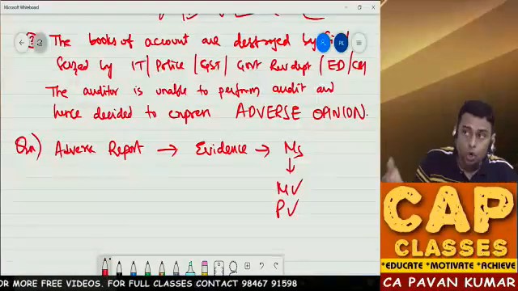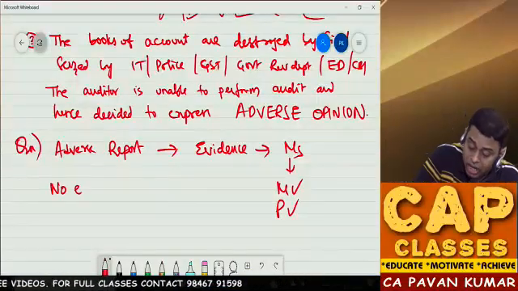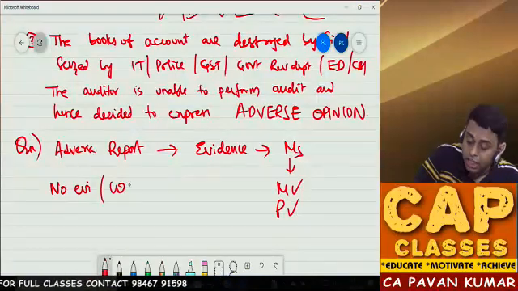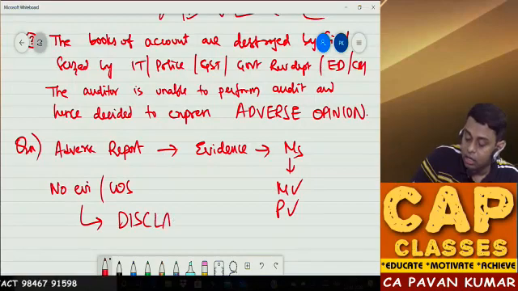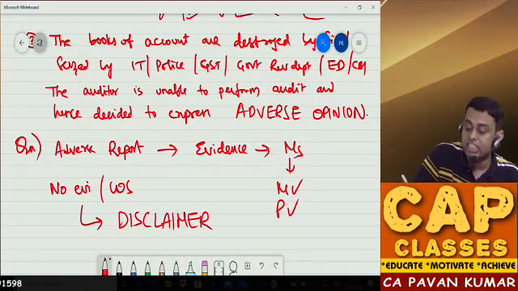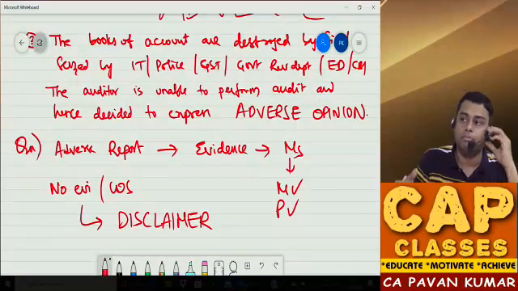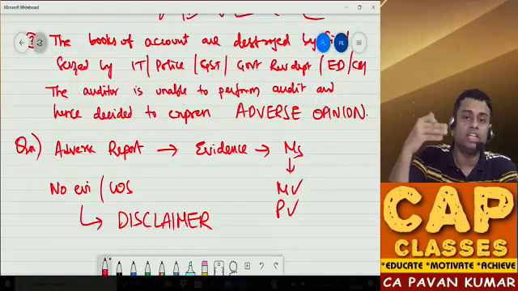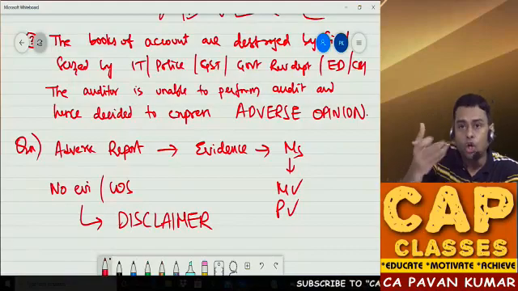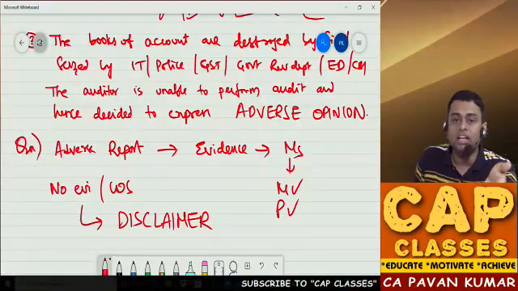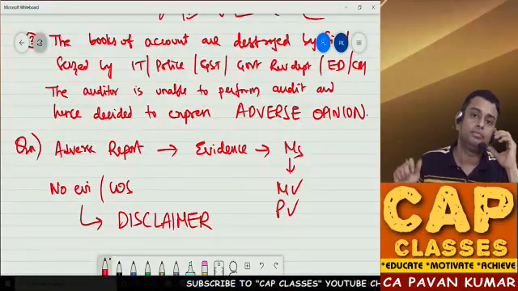Now, when there is no evidence or limitation on scope, what you need to give? Disclaimer. We are unable to express opinion. That is what you have to give. Why? Books of account are not available. How can you say there is no true and fair? When you are expressing adverse opinion, you are saying no true and fair. How do you know that there is no true and fair when books are not there?